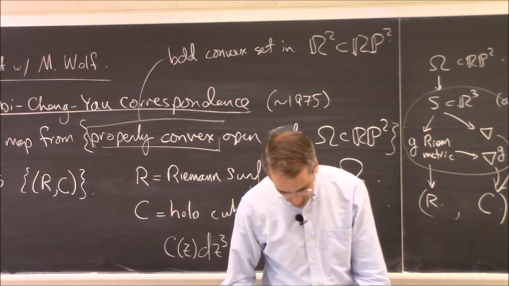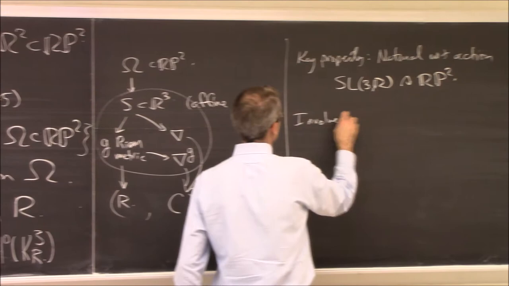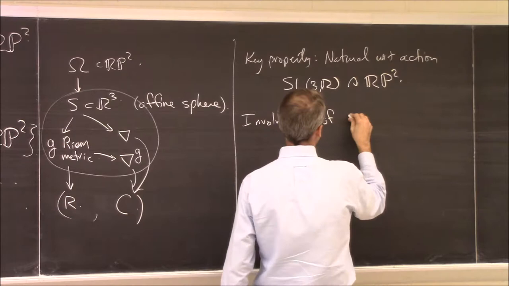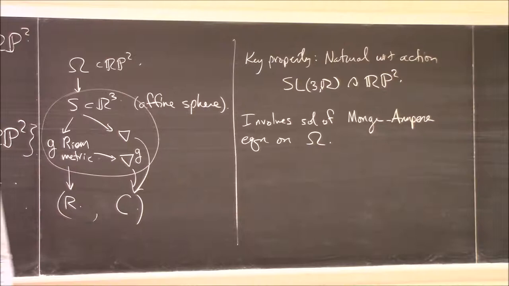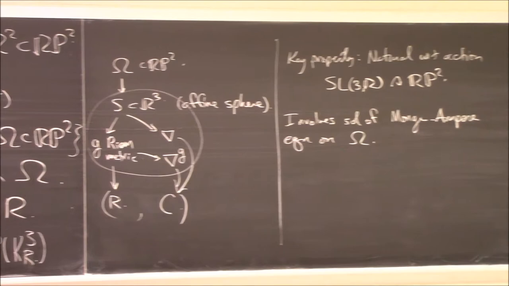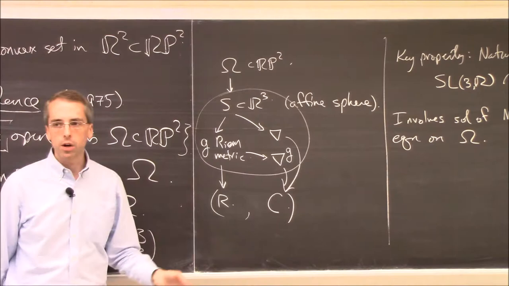What else do I want to say about this correspondence is that it's very difficult. It involves the solution of an intimidating type of partial differential equation, a Monge-Ampère equation on omega. This is a fully nonlinear second order partial differential equation that involves the determinant of the matrix of second derivatives. That equation is what says that this surface is of this special class from which you get all of the rest of this data. I'm not saying anything about what affine spheres are or why you would care about them.